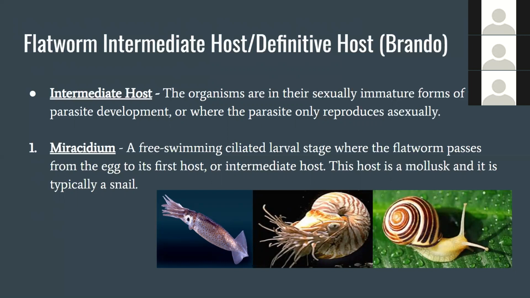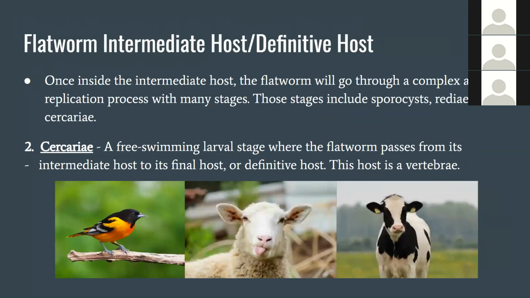Miracidium is the free-swimming ciliated larval stage where the flatworm passes from the egg to its first host, or its intermediate host, usually the one in the middle. This host is a mollusk, and it is typically a snail, just like shown in the previous image. A flatworm has an intermediate host and a definitive host.